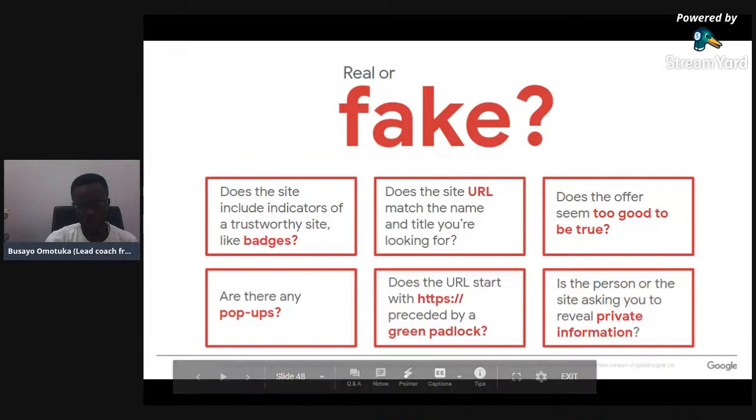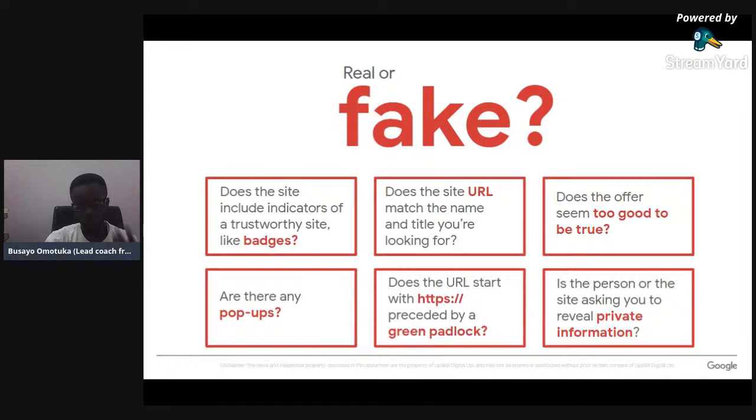Are there any pop-ups? You should be on the lookout for pop-ups. Does the URL start with HTTPS and is it preceded by a green padlock? These are little things we should be conscious of, and as teachers, we should train the students to be on the lookout for these, to put these at the back of their minds. Is the person or the site asking you to reveal private information? Putting all this together, we can rest assured to know whether a site is real or fake.